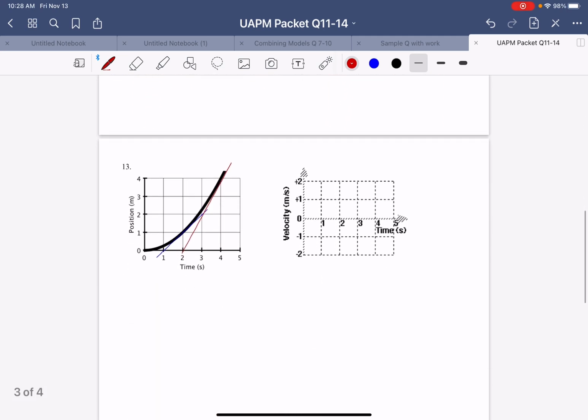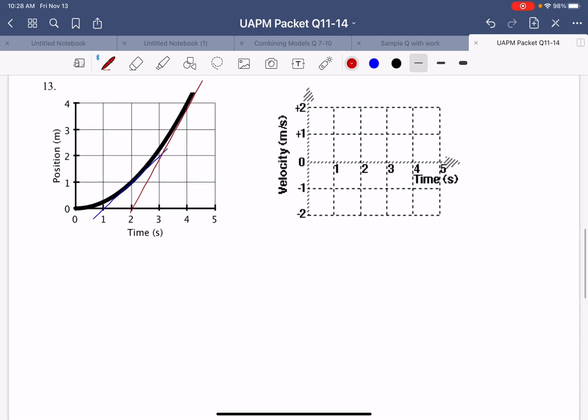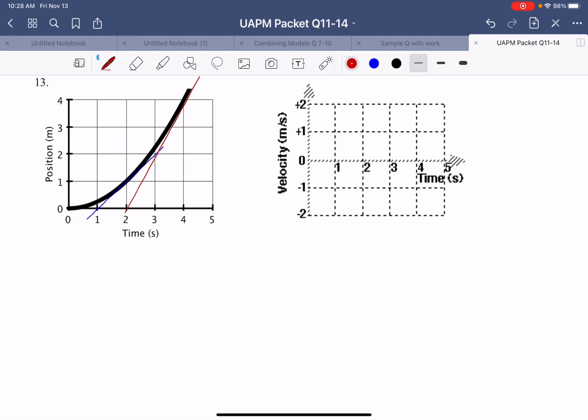For 13, here we have a curved line. We just learned that this means that the velocity is changing. And we also learned that the words for that would be increasing speed in a positive direction.